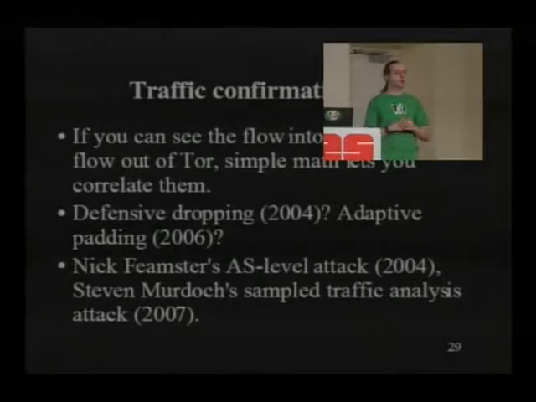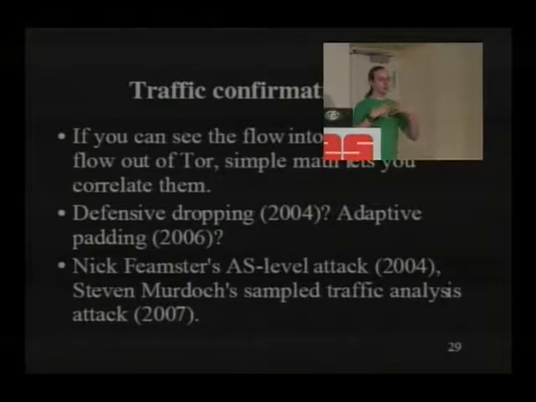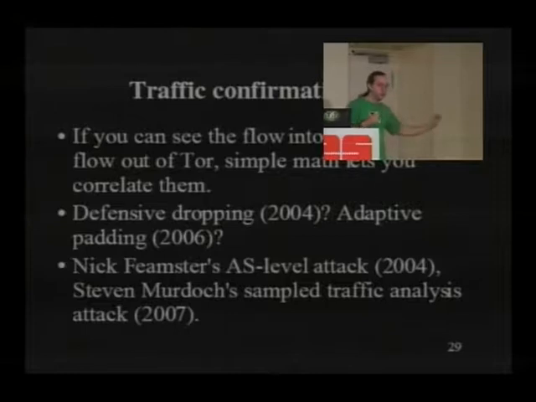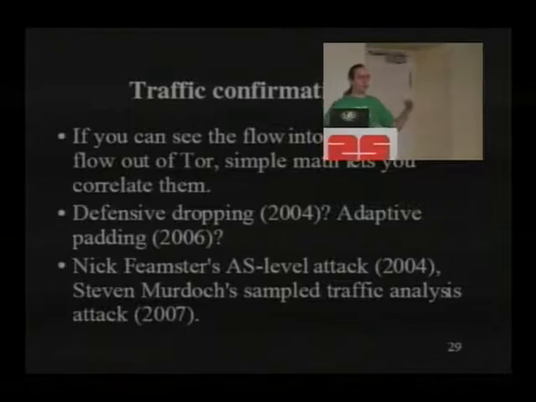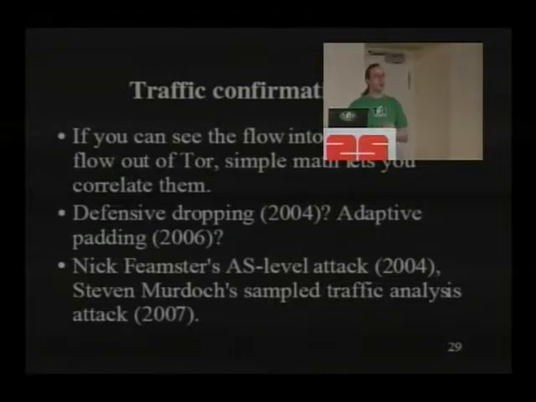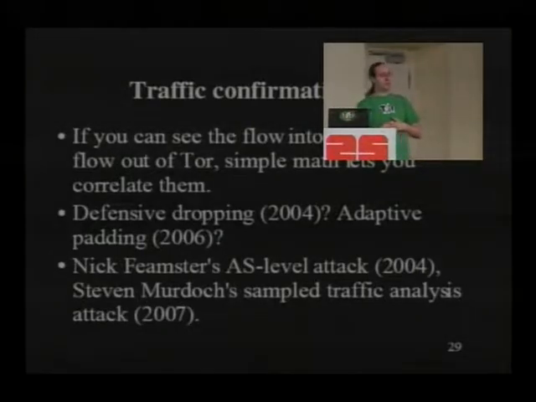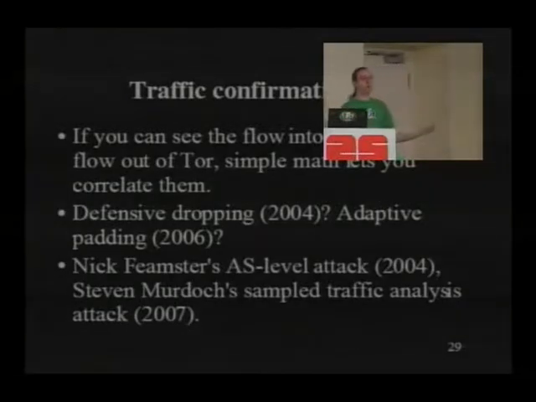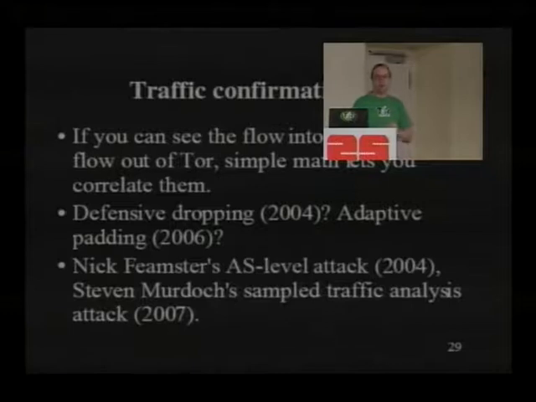And there are some research designs for how to defend against this. There's one called defensive dropping in 2004, where you send a bunch of extra packets, and then they disappear somewhere along the path. So the set of traffic going in looks quite different from the set of traffic coming out, because not all of the traffic makes it to the end of the network. A lot of it gets dropped partway through. Another design is adaptive padding that came out a few years ago from a fellow who's now at UTexas. The idea there is to look for gaps and try to fill them in. That way it'll be a little bit more uniform and a little bit harder to figure out which incoming flow matches which outgoing flow.